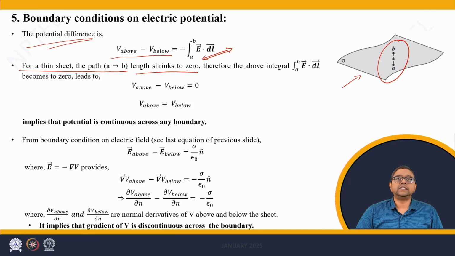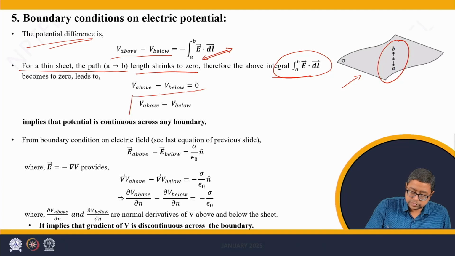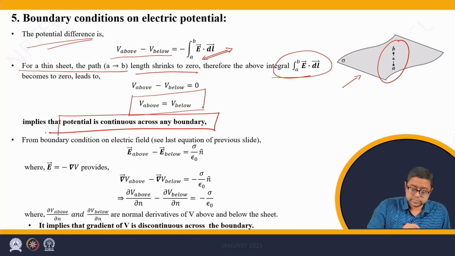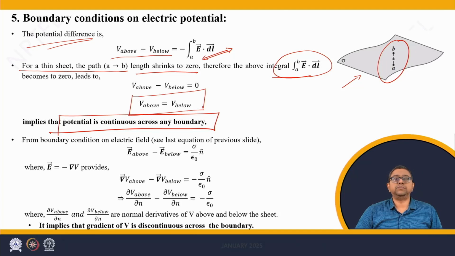Now, for thin sheets, epsilon goes to 0. That means the distance of separation between A and B shrinks to 0. Thus, A and B become a coincident point, which makes the potential equal. Thus, the boundary condition for the electric potential implies that the potential is continuous across any boundary, even if the boundary has a charge distribution of density sigma.